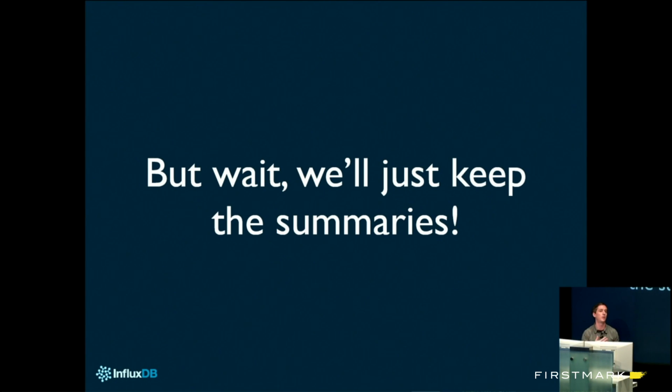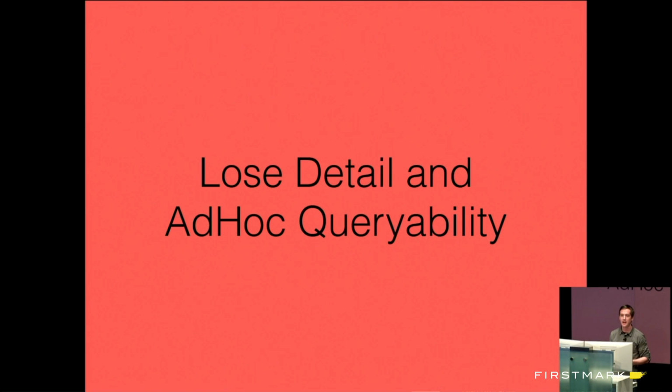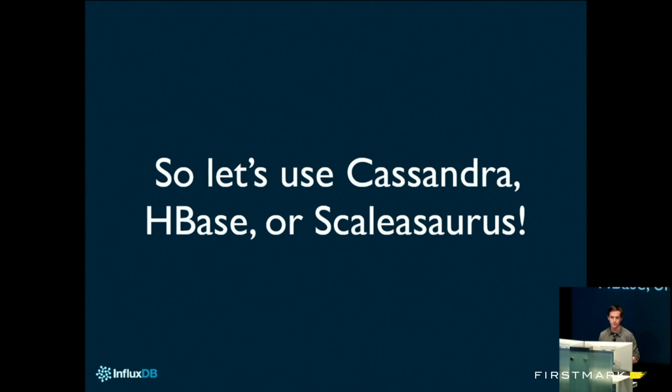So then you're like, okay, well, let's keep summaries. We don't have to keep, you know, every 10 seconds for an entire year. So what we'll do is we'll just compute 1 hour averages. And you're still generating 8 million records a year. And then when you do that, you lose detail, and you lose the ability to do ad hoc queries against high precision data and get some sort of answer on the fly.